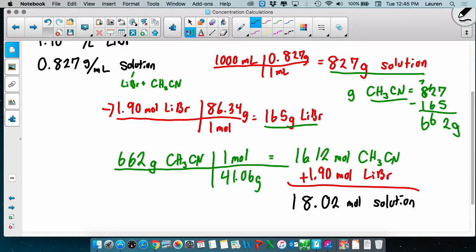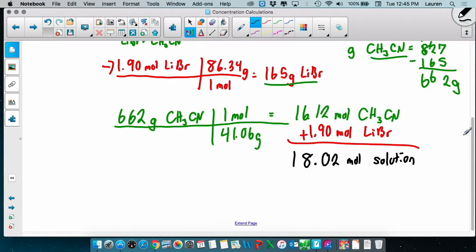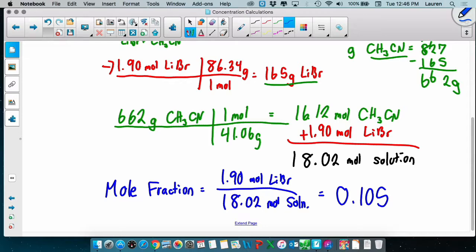Now, again, we're looking for the mole fraction, the moles over the total moles, and we have 1.9 moles of LiBr and 18.02 moles of solution. So the mole fraction equals 1.90 moles of LiBr over 18.02 moles of solution. And you plug that into your calculator, and you get 0.105 for your mole fraction.